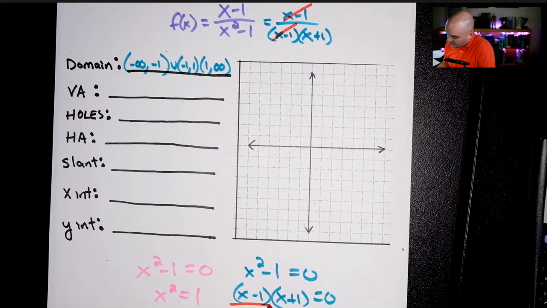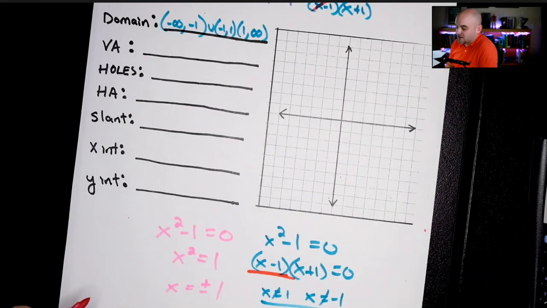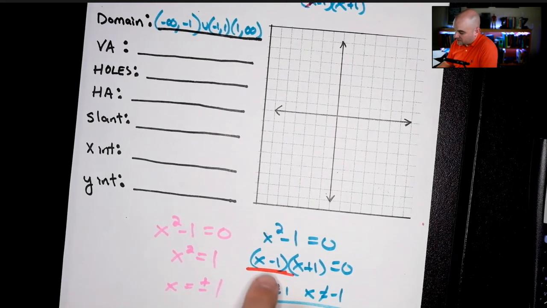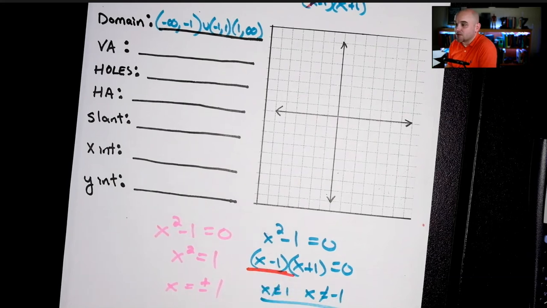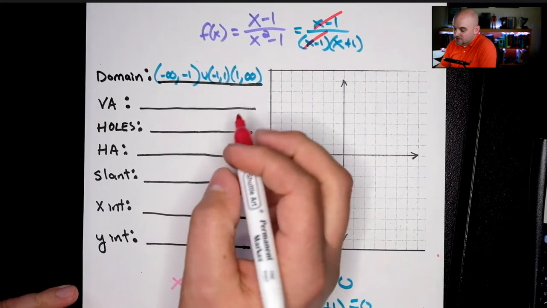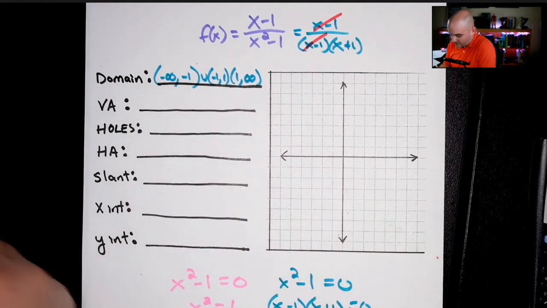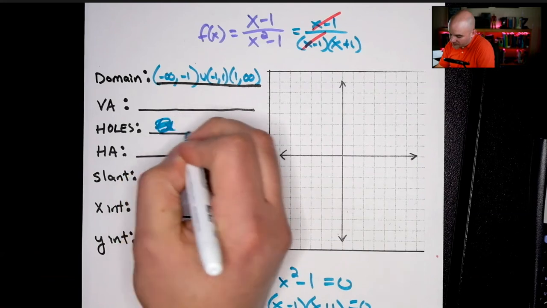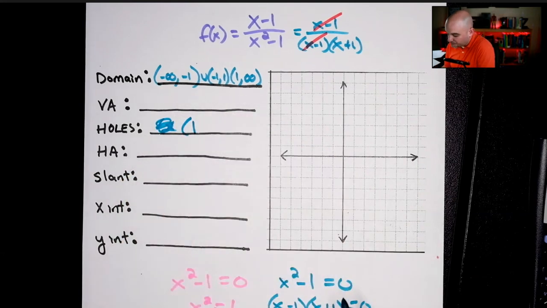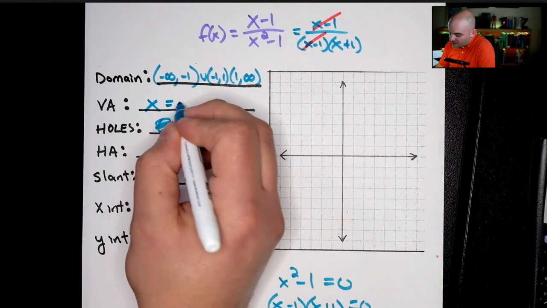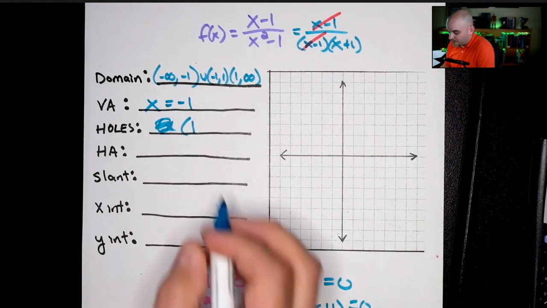So that minus 1 right there, that's going to cancel out, which means x equaling 1, that's where the hole is. Because that's what makes this guy right here 0. That x equaling 1 there. So when x equals 1, we have a hole there. And up here, the other one did not cancel, so we have a vertical asymptote at negative 1.